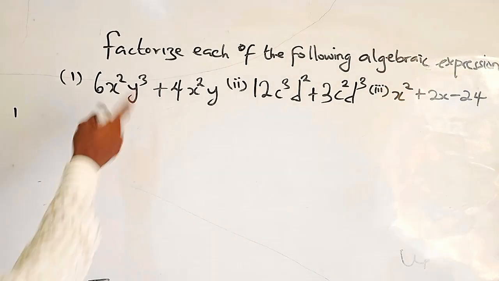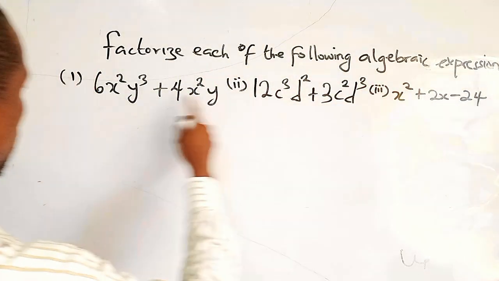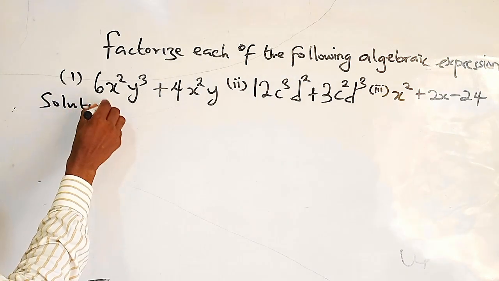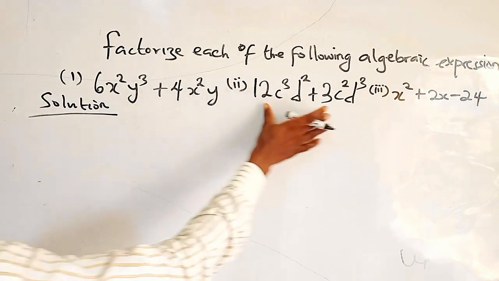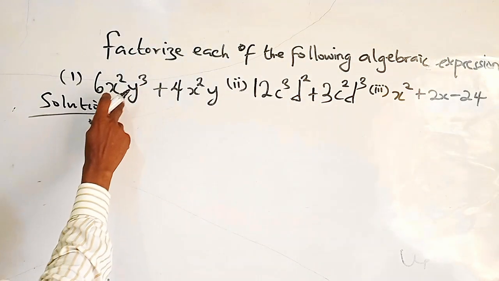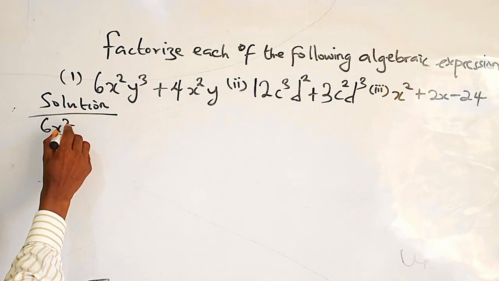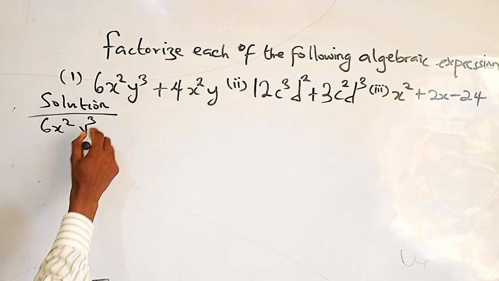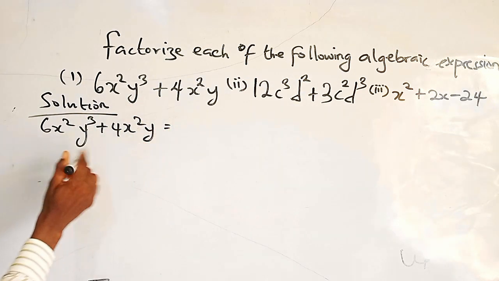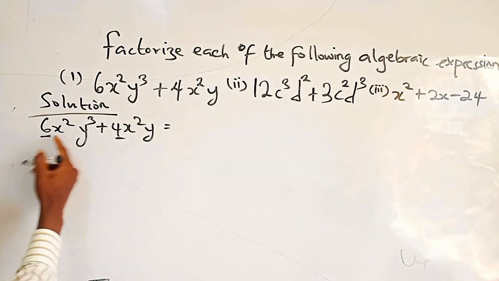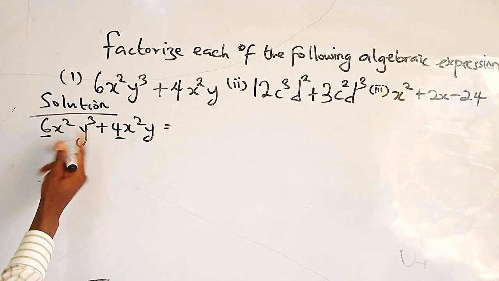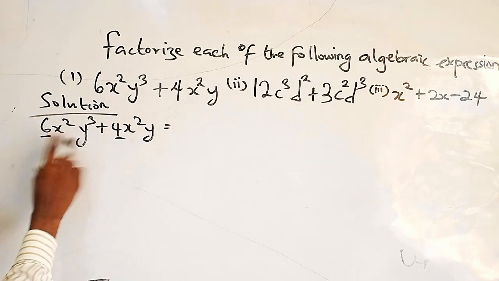The question says, factorize each of the following algebraic expressions. Okay, so we have the first one, the second one, and the third one. We have to factorize. For the first one, we have 6s squared y raised to power 3 plus 4s squared y. When you observe it closely, what is the common number that we can use to factor this out?